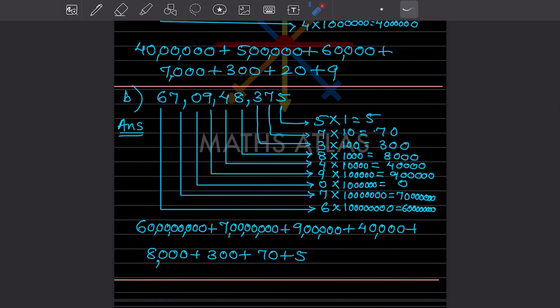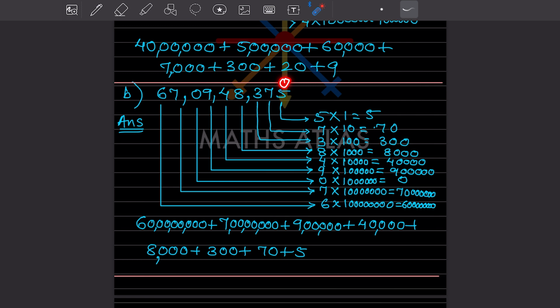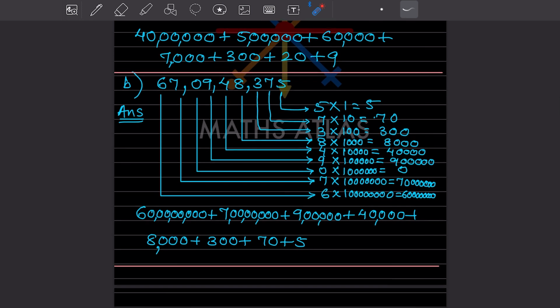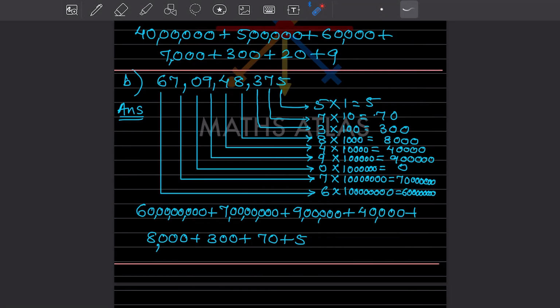Same for here. This is the ones place, tens place, hundreds place, then thousands place, 10,000s place, and so on. So what are you going to do here? 5 into 1 is 5. This is the tens place, 7 into 10, that is 70. This is the hundreds place, means 3 into 100 is 300. This is the thousands place, means 8 into 1000 is 8000. Now this is the 10,000s place, means 4 into 10,000, which is going to be 40,000.